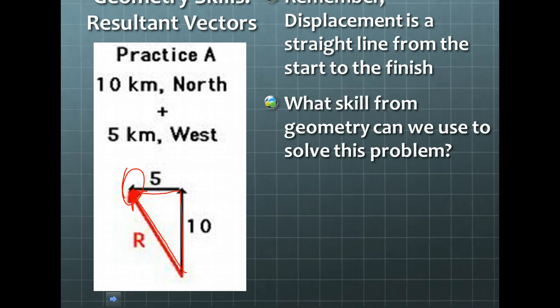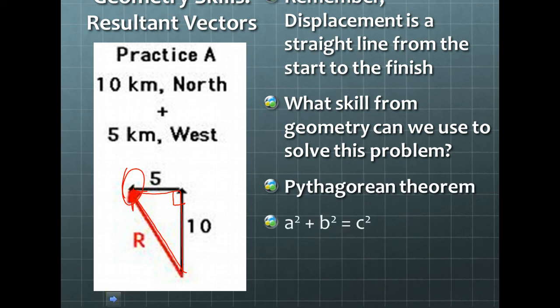Well, we just made a right triangle, right? So that's your hint. We just made a right triangle. So we're going to use the Pythagorean theorem to solve this problem. The Pythagorean theorem is a squared plus b squared equals c squared. It doesn't matter what you call a and what you call b, but I'm calling this a and this b. So I'm saying 5 squared plus 10 squared equals c squared. So let's do that math. 5 squared is 25, and 10 squared is 100. Equals c squared. So that's 125 equals c squared.